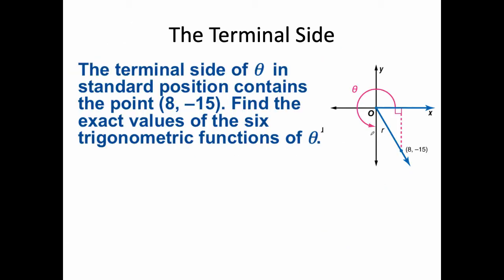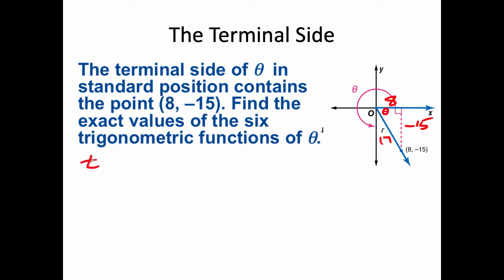The first thing I need to do here is the Pythagorean theorem. 15 squared plus 8 squared is 289, the square root of 289. So I'm looking at 8, negative 15. Pythagorean theorem tells me this is 17. Again, yeah, that's the angle, but we're always kind of working off this reference angle right here.